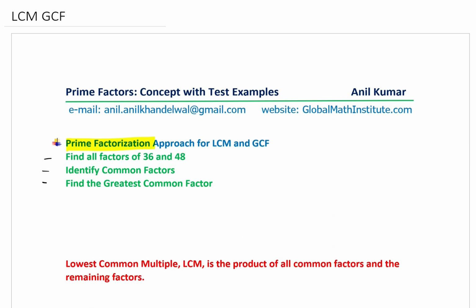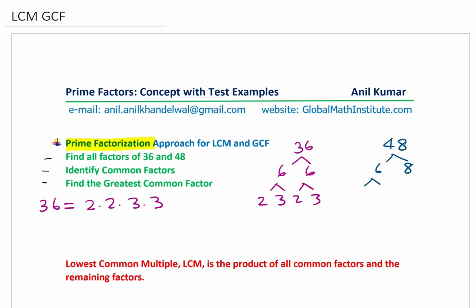Okay. So let's take up the example for 36. 36 could be written as 6 times 6, and that could be written as 2 times 3, 2 times 3. So we can write 36 as equal to 2 times 2 times 3 times 3. Now, let's take the other number, which is for us 48. So 48 can be written as 6 times 8. 6 is 2 times 3, and 8 is 2 times 2 times 2. So we get 48. We did it earlier, right? So we have 4 twos and 1 three.